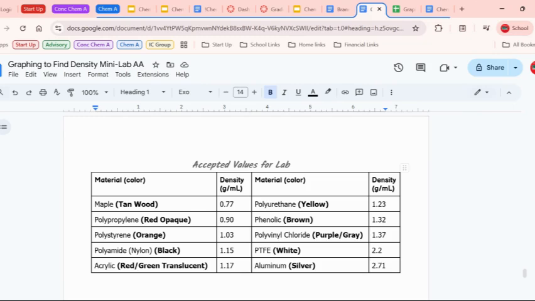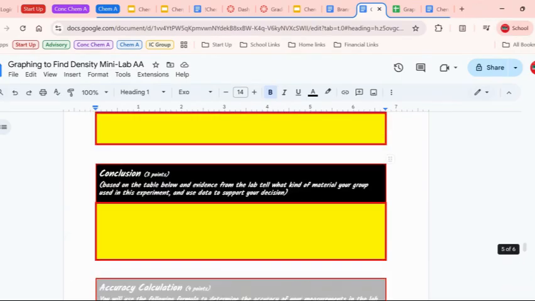And the reason we asked you to look at the color was so that you could tell what the substance would be. So for your sample, ladies and gentlemen, it was this one right here because it was white. So in your conclusion, you need to tell me what the type of material was. Then you need to use data to support your decision. So you want to tell me something like, we found that the material is made out of this.